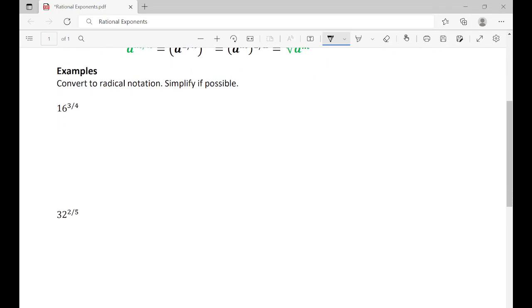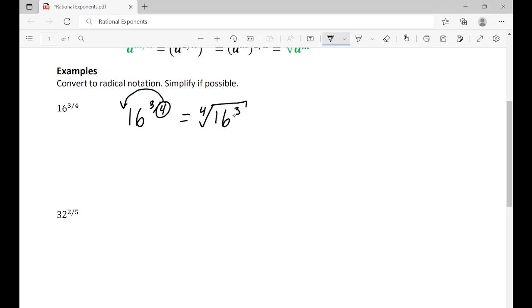So what we're going to do is convert these to radical notation. So 16 to the 3/4 power. We can take our denominator 4 and move it to the front and call it the index. So this is the 4th root of 16 cubed.